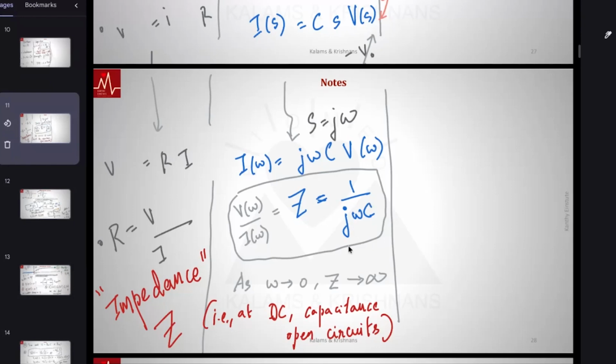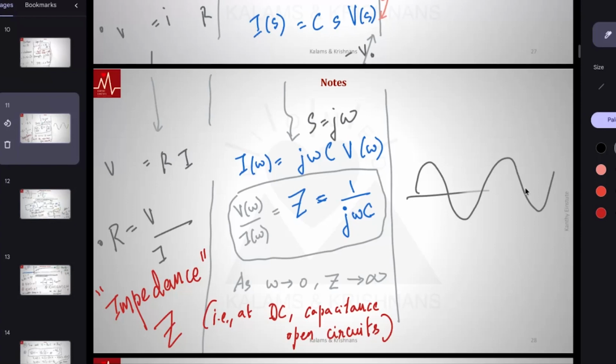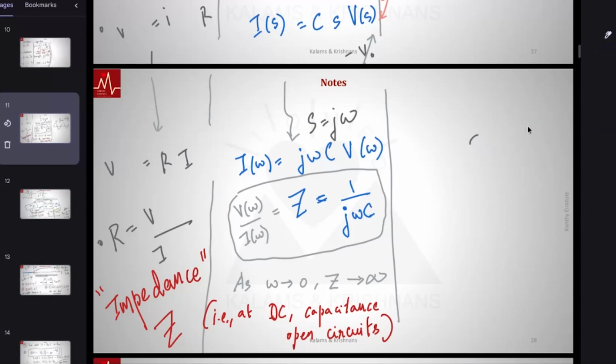And here you can see that if omega is 0, the denominator is 0. Again, in an oscillatory circuit, sinusoidal, the oscillation frequency is omega. Omega is the frequency of this, in radians per second. We'll come to that, but that is omega. If the frequency of oscillation is 0, it is not oscillating at all. It's DC.